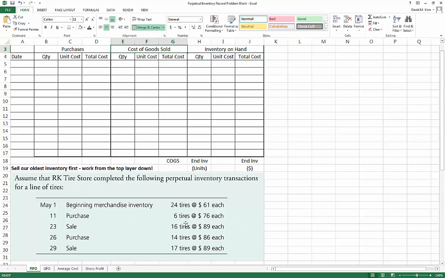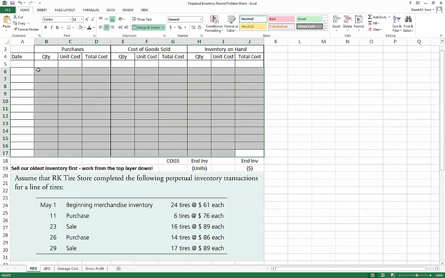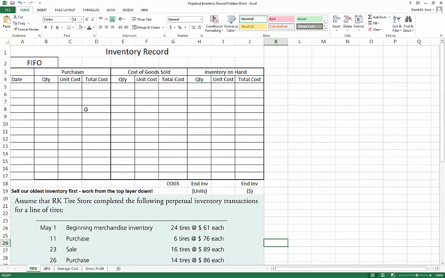Now, remember, the sales we still have to record, but we will not use the $89 figure because that is our sales price, not our cost basis. So we will not use the $89 on any of these inventory records here because that's our sales price. We will use the $89 to calculate our gross profit when we get to that as a separate transaction. Okay, so every problem will start the same. We'll always have the beginning inventory.